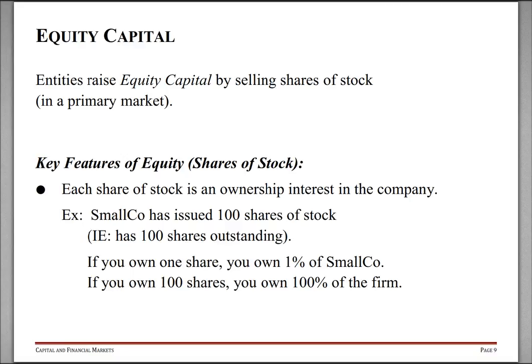Okay, equity capital. Equity capital happens when entities raise this by selling shares of stock, and that would be in a primary equity market. So key features of equity capital are that each share of stock is an ownership interest in a company. It's not a contract promising that the company will do anything for the owner, it just declares that the owner owns a portion of the company. So for example, if Smallco has issued 100 shares of stock, we'd say it has 100 shares outstanding. If you owned one share, you'd own 1% of the company. If you owned 100 shares, you would own the entire firm.